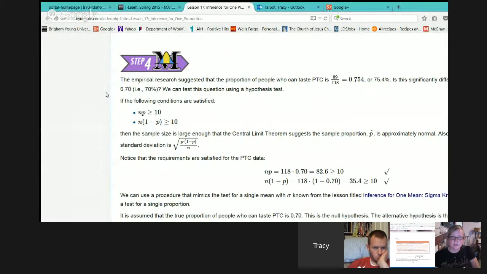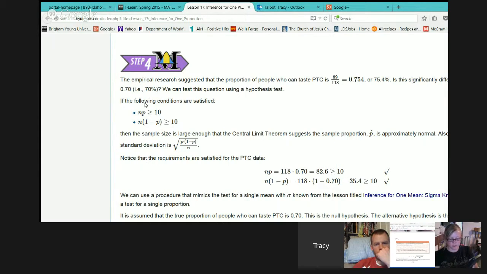Yes. On step 4, the NP is greater than or equal to 10, and then the yellow side of it is N with 1 minus P is greater than or equal to 10. So if N, we don't know what it is, but P was 0.5. 0.5 times 20 is 10, which is equal to 10. So that would be the lowest, right? And then 1 minus 0.5 is 0.5 times the 20 is 10.